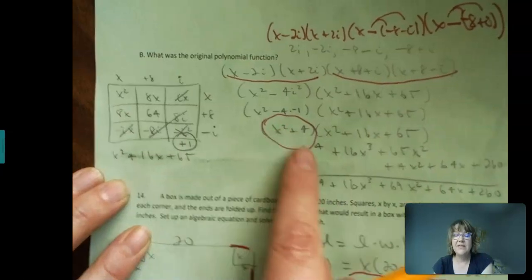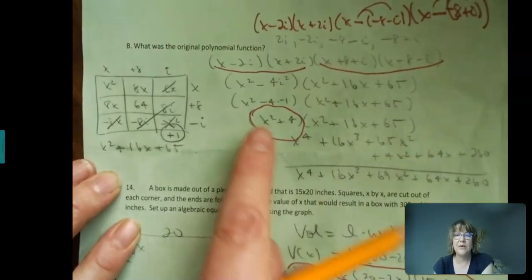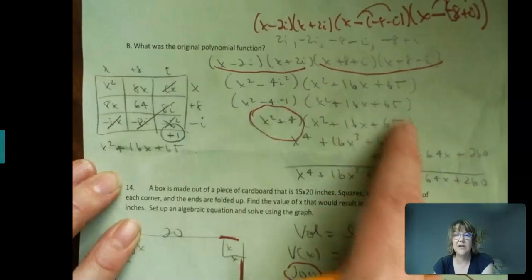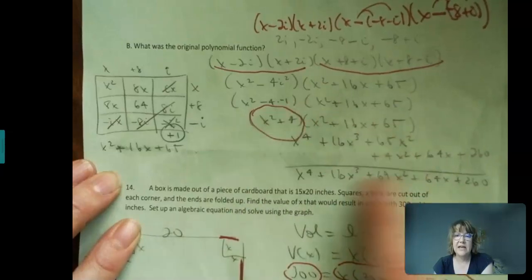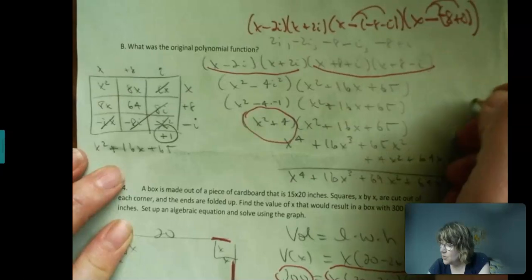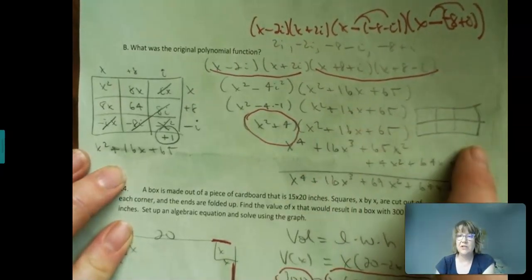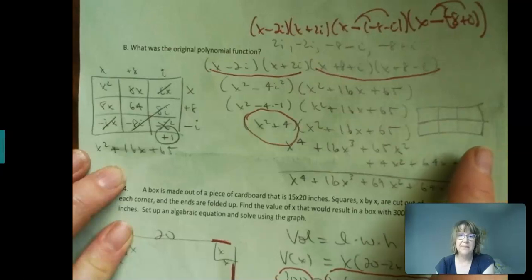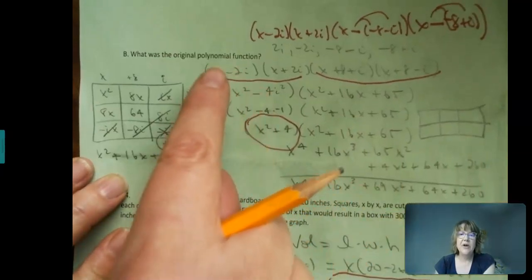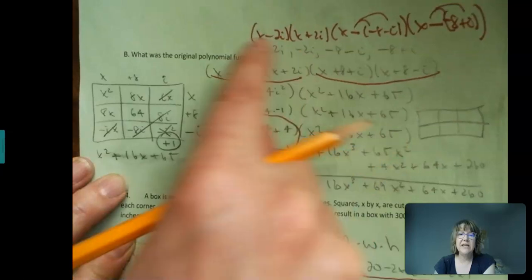And then this one I just distributed. Once I got rid of the i's, I took the x squared times everything, the 4 times everything, and added. But you could do a box. You could do a 3 by 2 box on that if you like the box method. But again, here I did first, outside, inside, last.